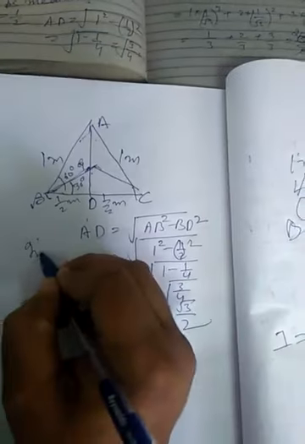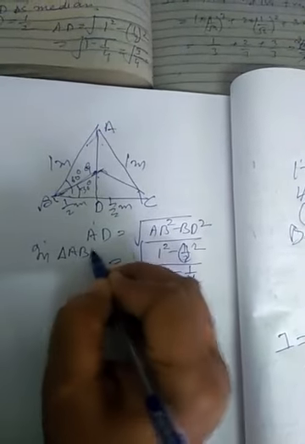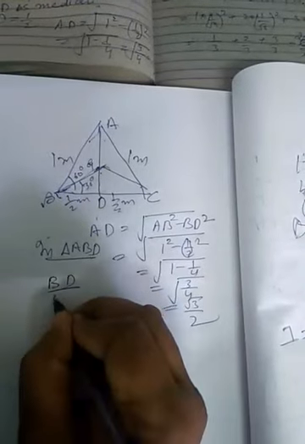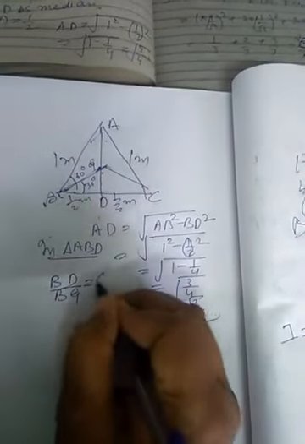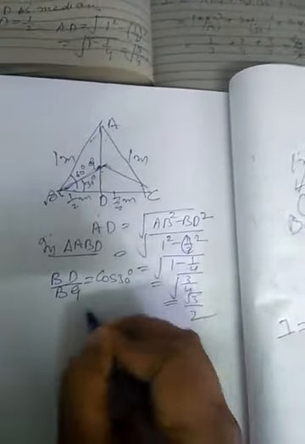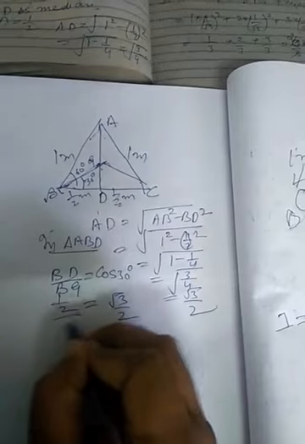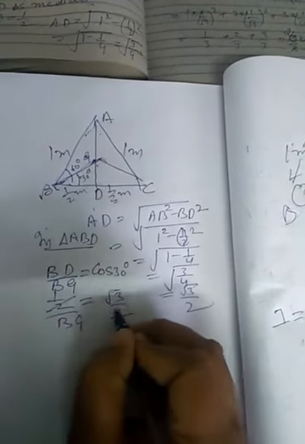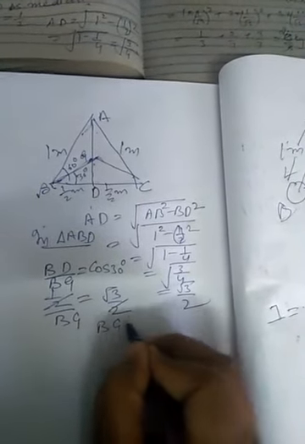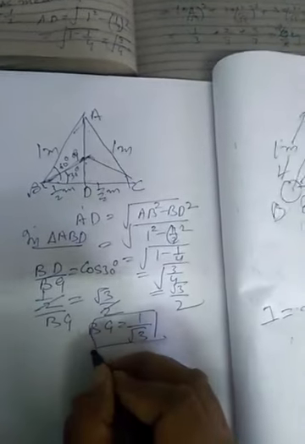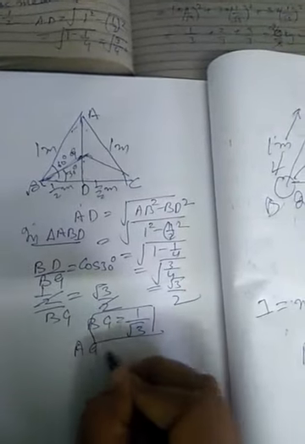Now in triangle BDG, we apply a simple relation: BD upon BG is equal to cos of 30 degrees. We know cos 30 is root 3 by 2, and BD we know is half. We have to find the value of BG. These two get cancelled, so BG will be equal to 1 by root 3. Similarly AG is 1 by root 3, and CG is also 1 by root 3.